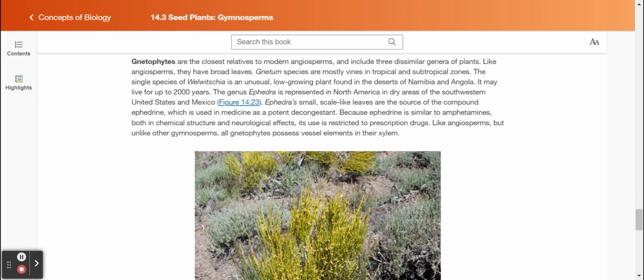The genus Ephedra is represented in North America in dry areas of the southwestern United States and Mexico. Ephedra's small, scale-like leaves are the source of the compound ephedrine, which is used in medicine as a potent decongestant. Because ephedrine is similar to amphetamines, both in chemical structure and neurological effects, its use is restricted to prescription drugs. Like angiosperms, but unlike other gymnosperms, all gnetophytes possess vessel elements in their xylem.